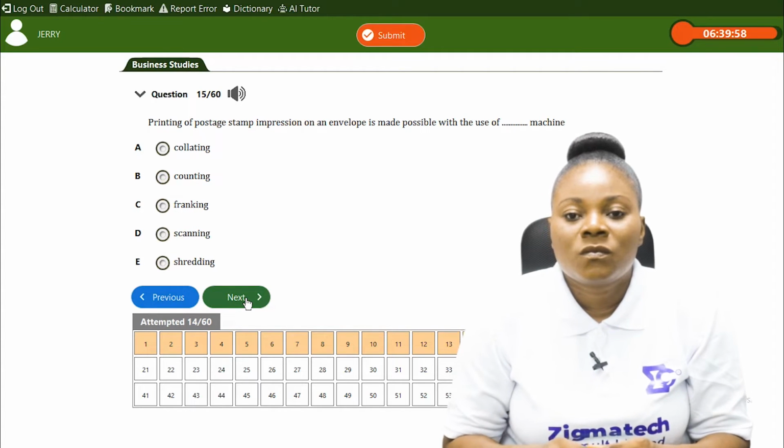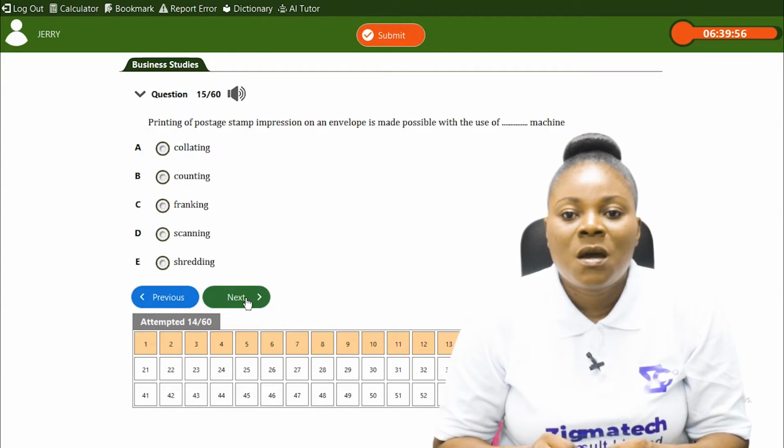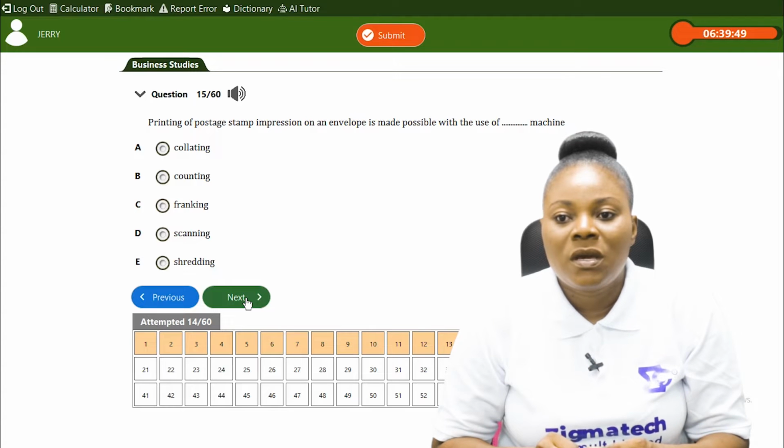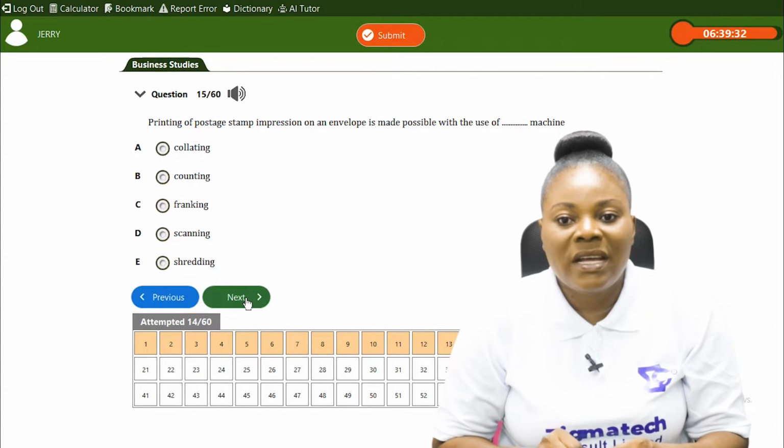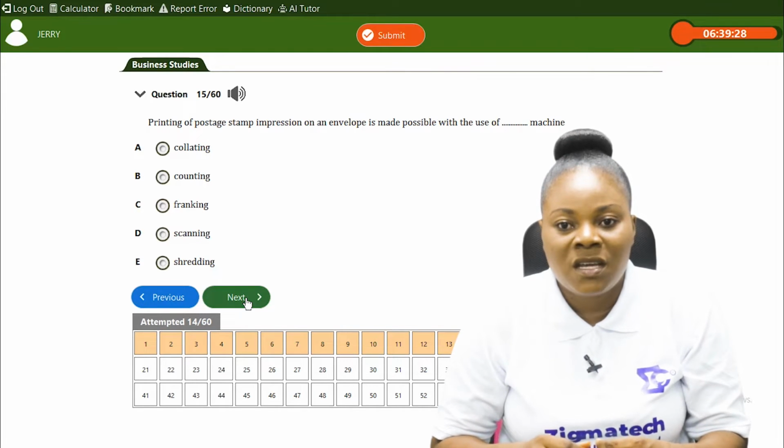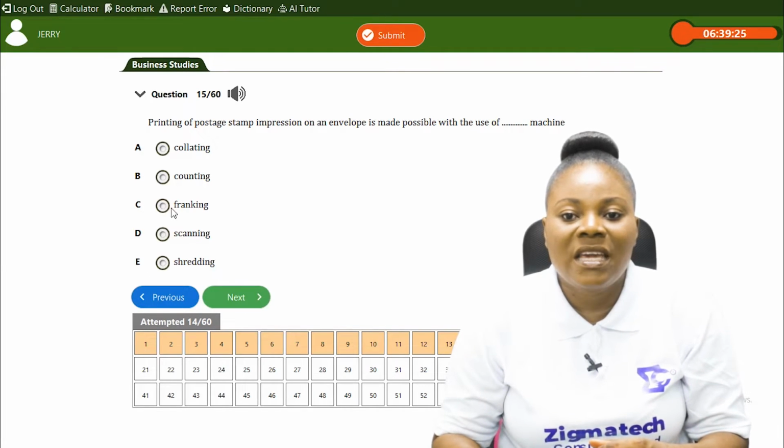Question 15 says, printing of postage stamp impression on an envelope is made possible with the use of dash machine. We have collating machine, counting machine, franking, scanning, and shredding. The correct answer is the franking machine.